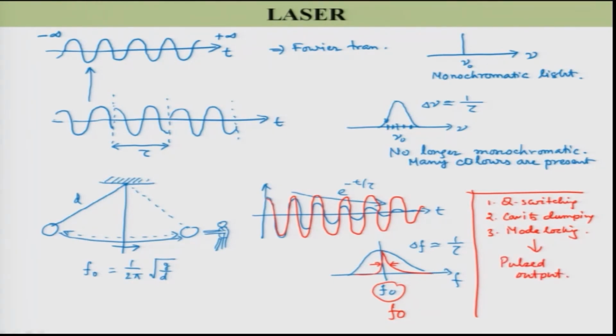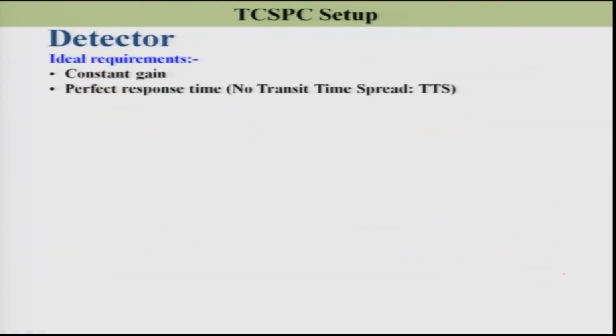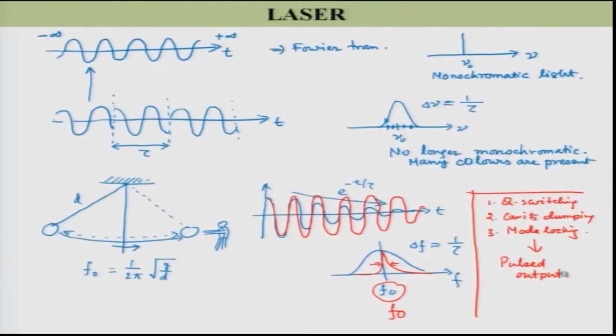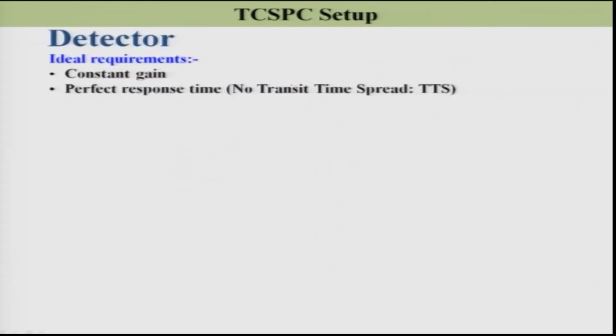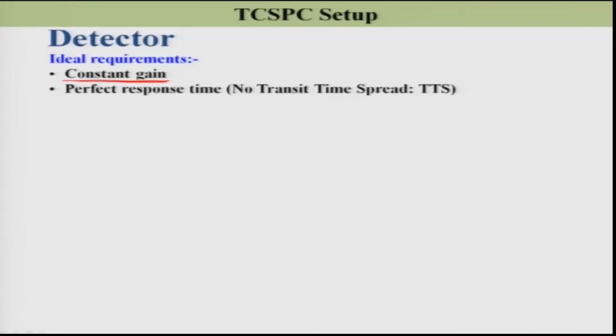Okay, with this let us move to our detector. Just look at this diagram. We discussed a little bit about the laser, our requirement and what the reality is. Now I am going to discuss the detector. What is our ideal requirement? The detector must have constant gain. I will explain what it means. And it should have a perfect response time.